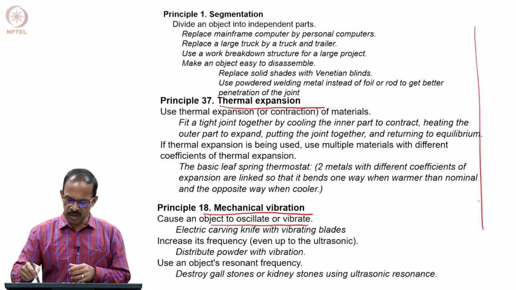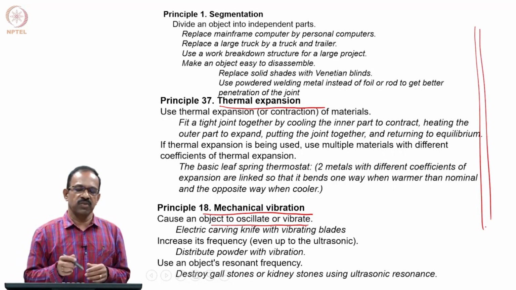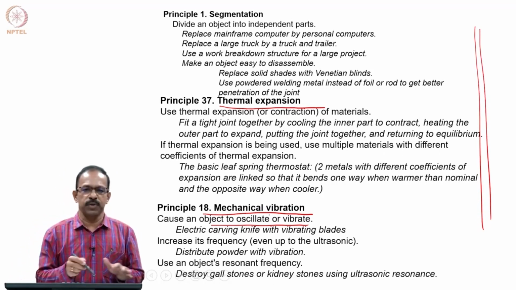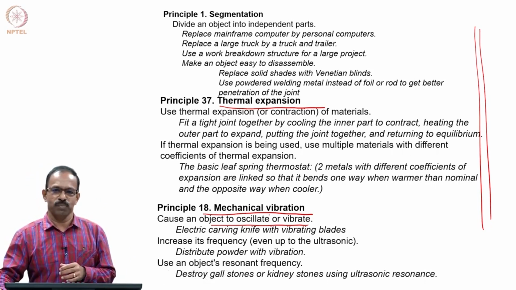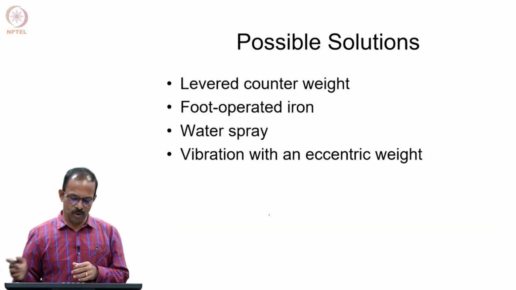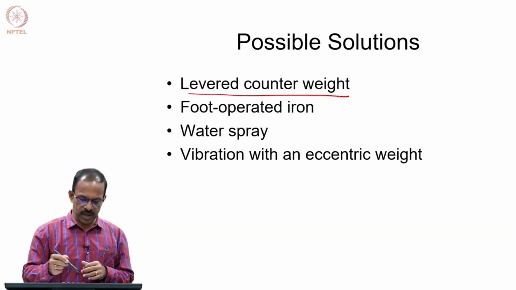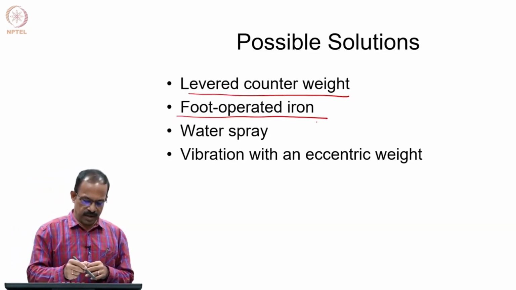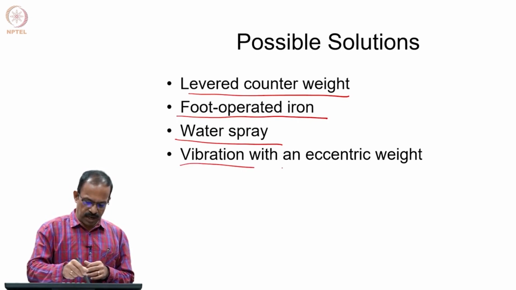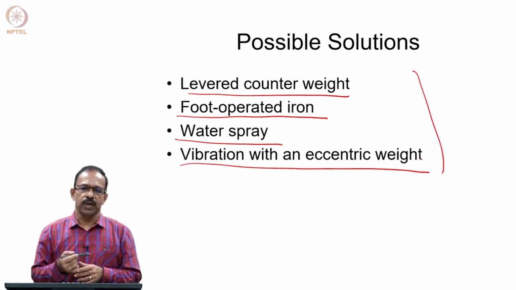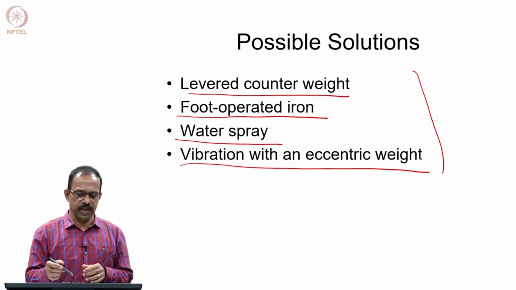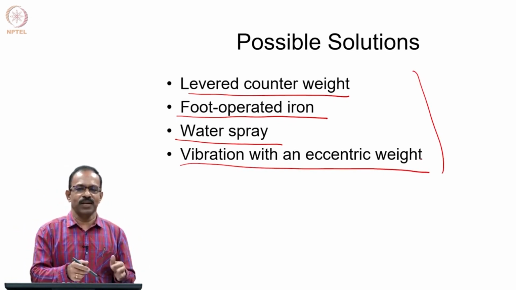So, these are the principles. Now, the designer has to see which principle can be used to solve this problem. Then finally, you will get a solution based on that. The possible solutions are, you can have a levered counterweight, you can have a foot operated iron, you can have a water spray, and you can have vibration with an eccentric weight. So, these are the potential solutions from each design principle. You will be able to get a solution. Then you decide which one you want to have.